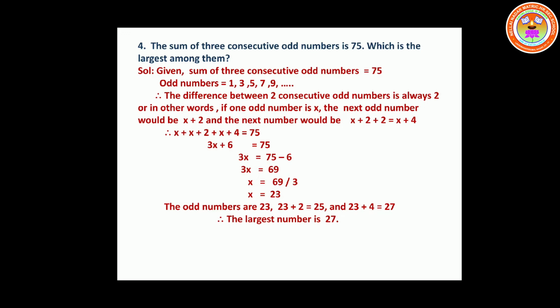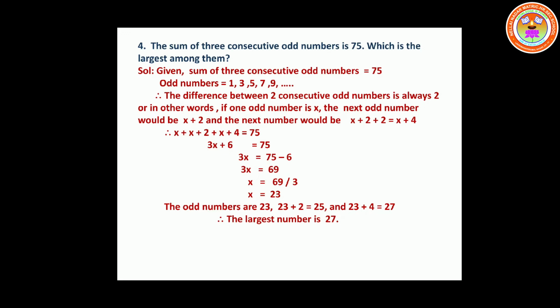Now in the consecutive odd numbers, what am I going to do? I am going to put the value of x in the place of x, x plus 2 and x plus 4, to find the numbers. So x I found as 23. Now what is x plus 2? 23 plus 2 is equal to 25. Yes. Next, the third one, x plus 4 is 23 plus 4, which is 27. Now I found the numbers 23, 25 and 27.